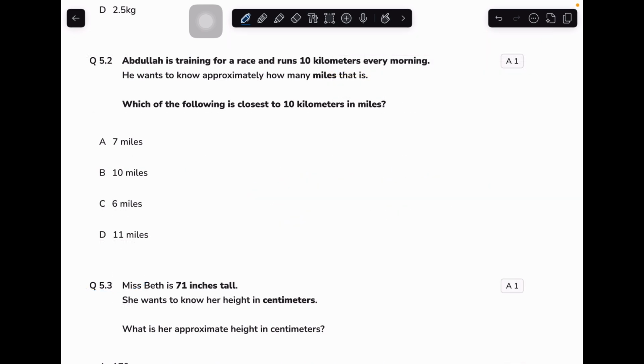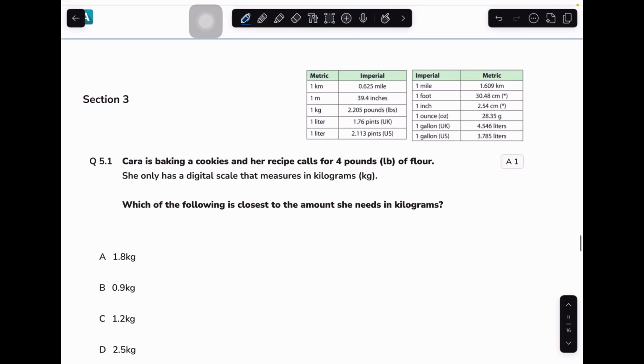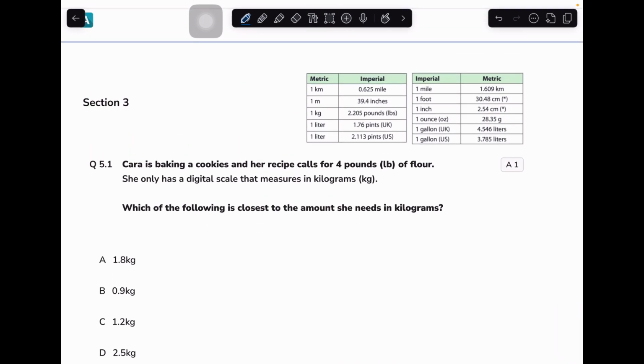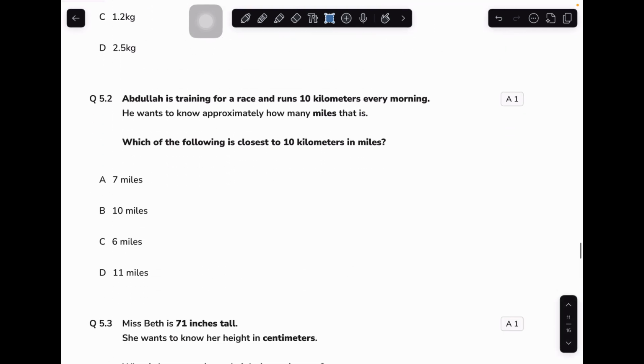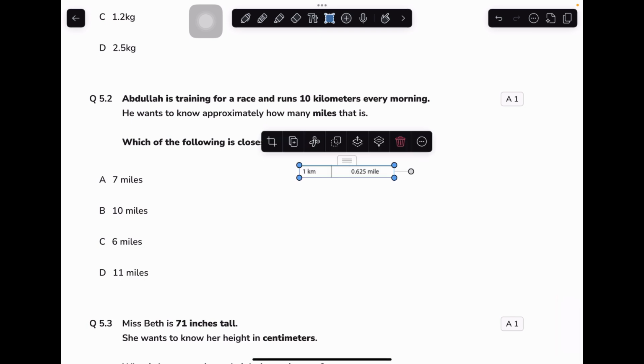Okay, so this question, Abdullah is training for a race and runs 10 kilometers every morning. He wants to know approximately how many miles that is. Which of the following is closest to 10 kilometers in miles? So again, we need to go back to our conversion table. We are looking at kilometers and miles. Okay, so I'm just going to copy that. Okay, and this is my conversion.